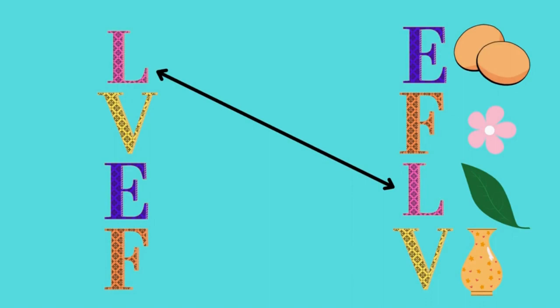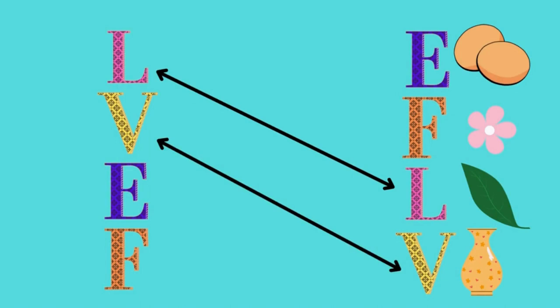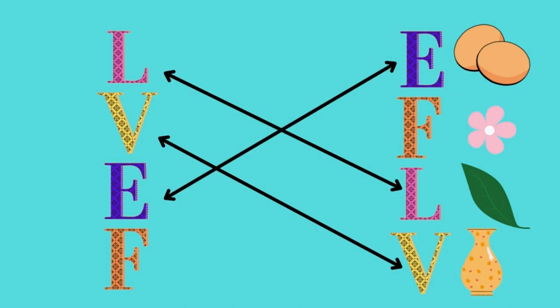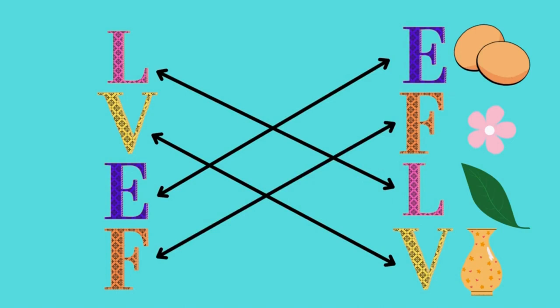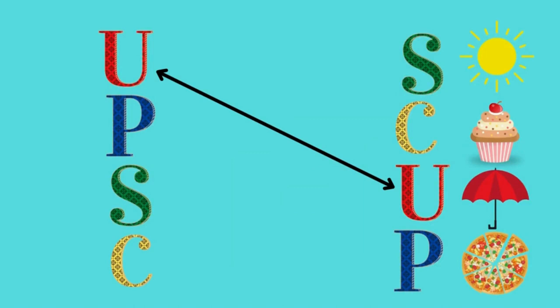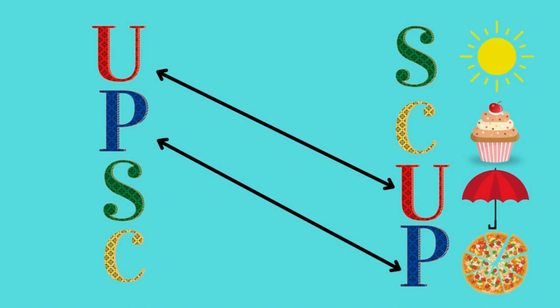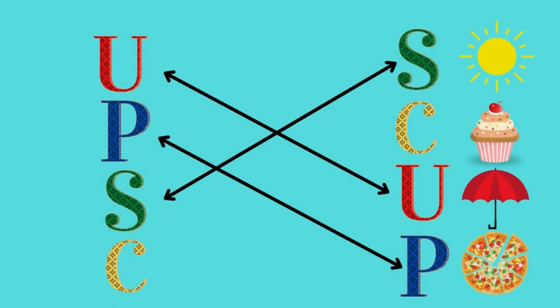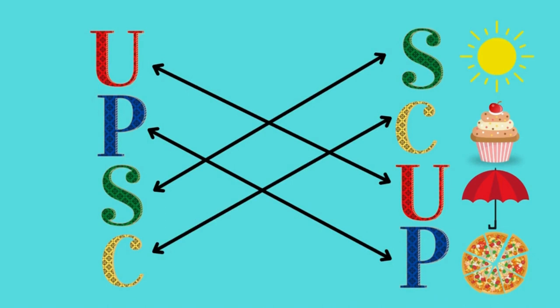V is for waist. E is for eggs. Yes, you're right. F is for floor. Match the F with the floor. Yes. L for leaf, V for waist, E for eggs, F for floor. U is for umbrella. P is for pizza. S is for sun. C is for cupcake. Yes. U is for umbrella.